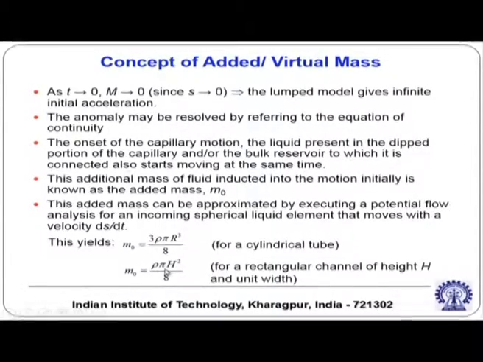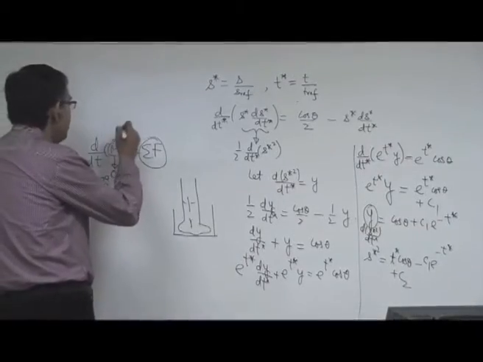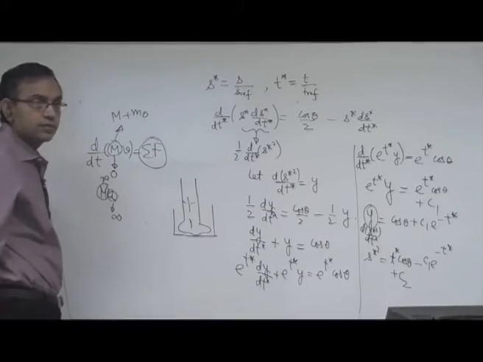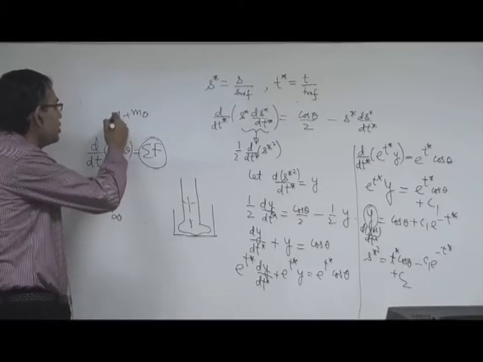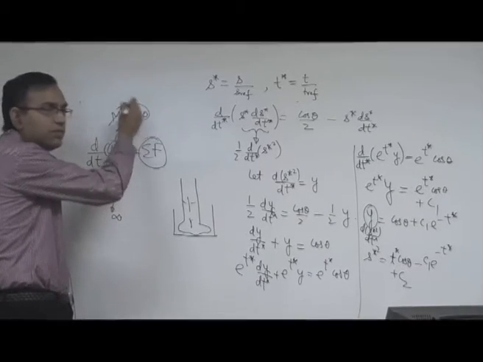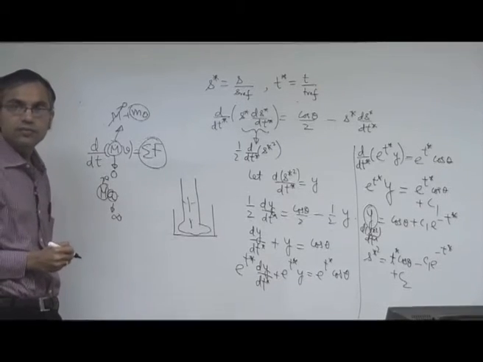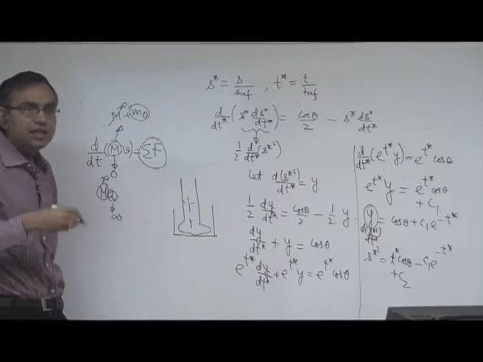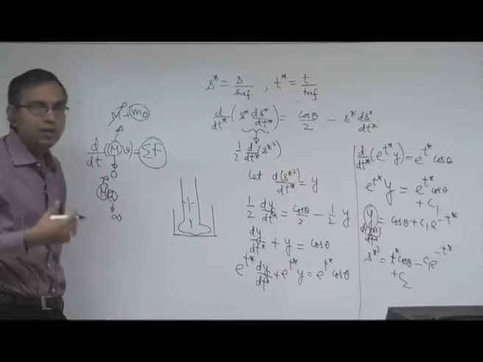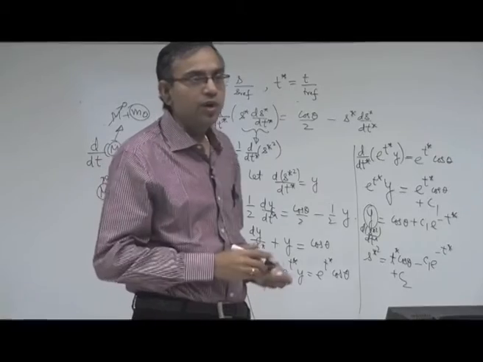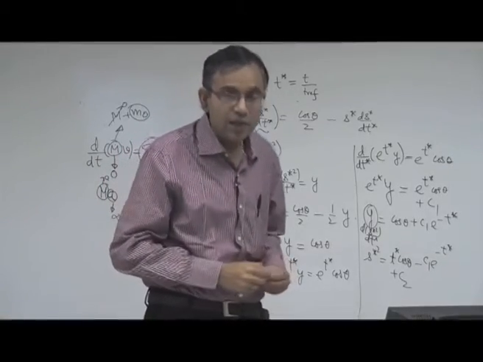When you write d/dt of mv, let us go to the board and see: instead of m you write m plus m0. Then at time tends to 0, even if m is 0, because m0 is not equal to 0, you will not get infinite acceleration, and this discrepancy may be corrected. So this is one of the discrepancies in the basic model, and we have seen how it can be corrected.